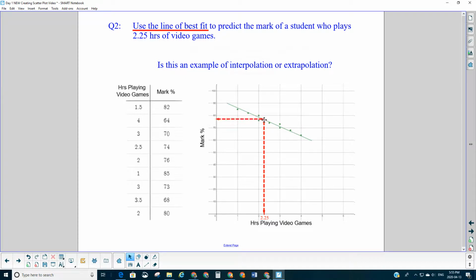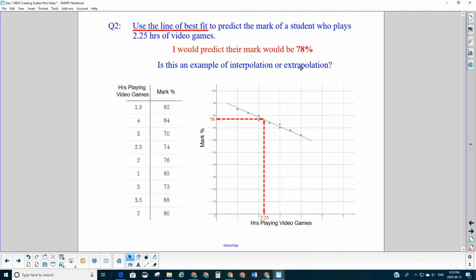We can actually draw the line out here, and I would predict that it's about 78% based on all the data that's here. Not based on what you just see here, because there's a point at 2 here that's 80 and a point at 2 here that's 76. That doesn't take into account the entire thing. The line of best fit does. So you draw it up there, and I would predict their mark would be 78%.